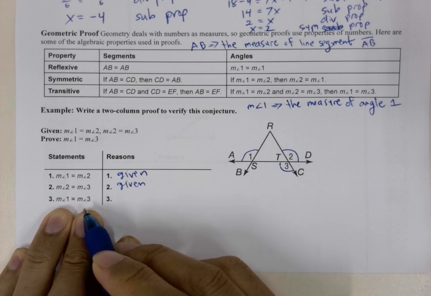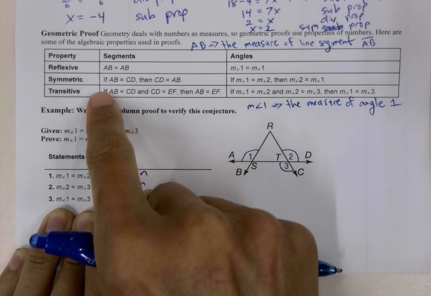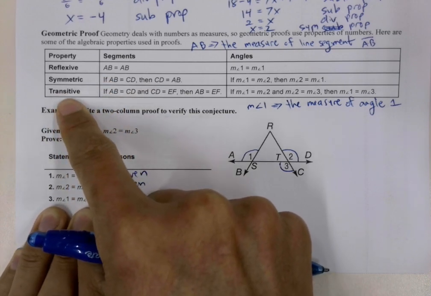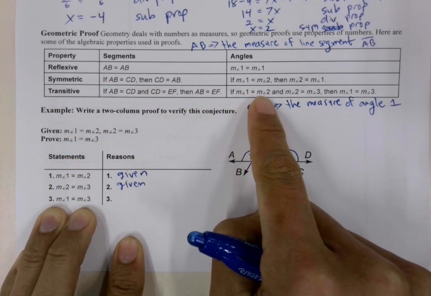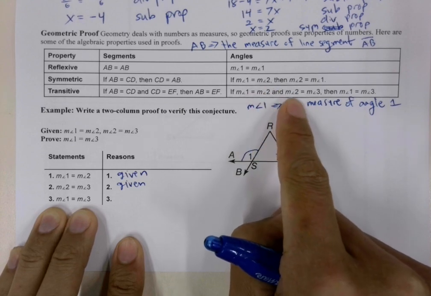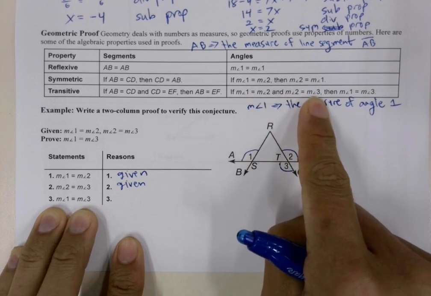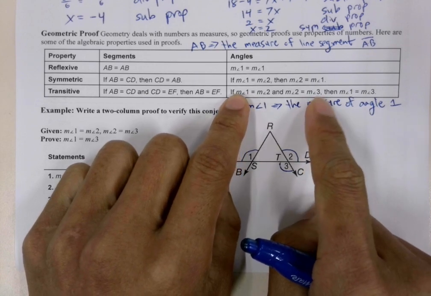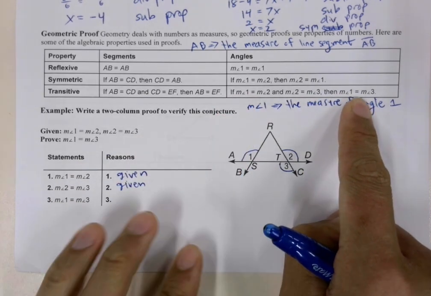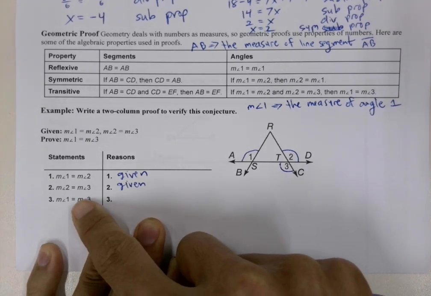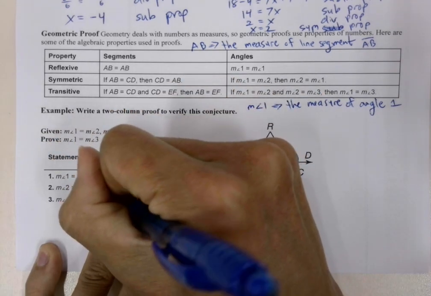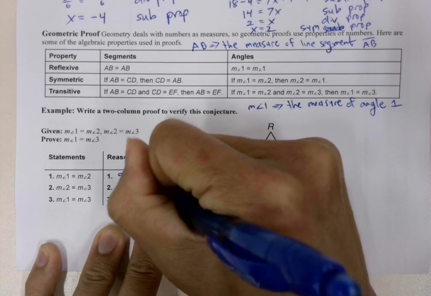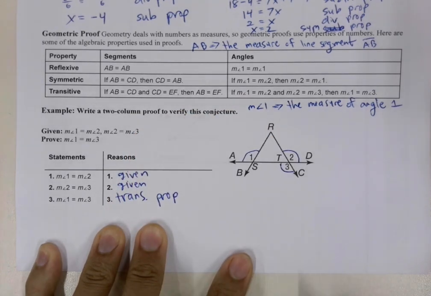Now, how can we prove that? Well, we have our transitive property, right? If measure angle 1 is equal to measure angle 2, and measure angle 2 is equal to measure angle 3, then we could say that measure angle 1 is equal to measure angle 3, like so. The reason that we're able to say this is our transitive property. Like so. And we're done.